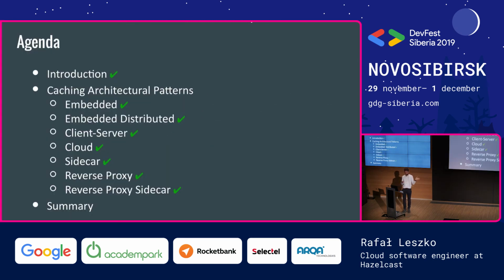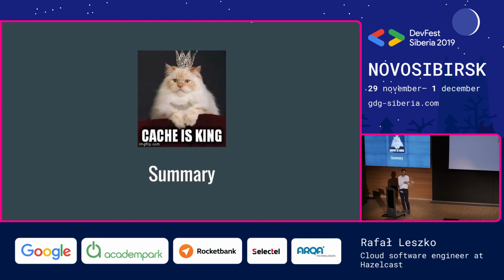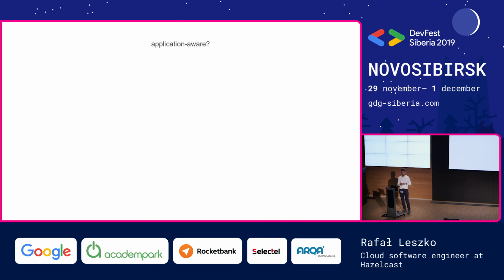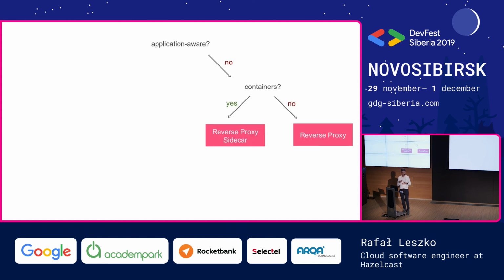So this was the last pattern for this presentation. As a very short summary, I could repeat what I already said, but it would probably be boring. So what I propose is a very short decision tree on which caching solution to use. It's oversimplified, so let me say that at the beginning, but it may at least give you the idea in which direction to follow. The first question I would ask is, does my application need to be aware of the caching? If no, then the next question: do I use containers? If no, use reverse proxy. If yes, use reverse proxy sidecar as soon as there is a good solution for that.